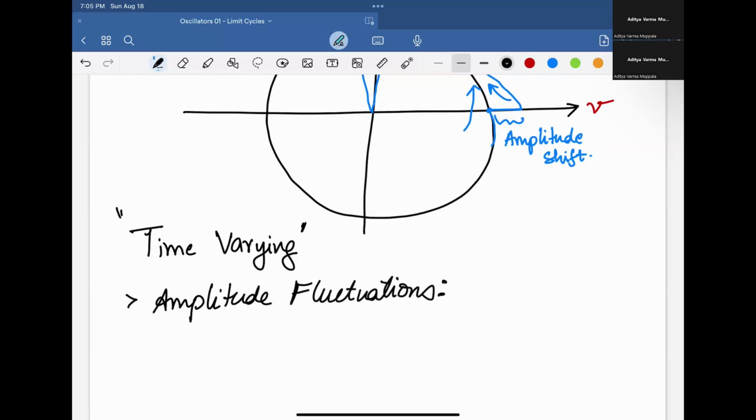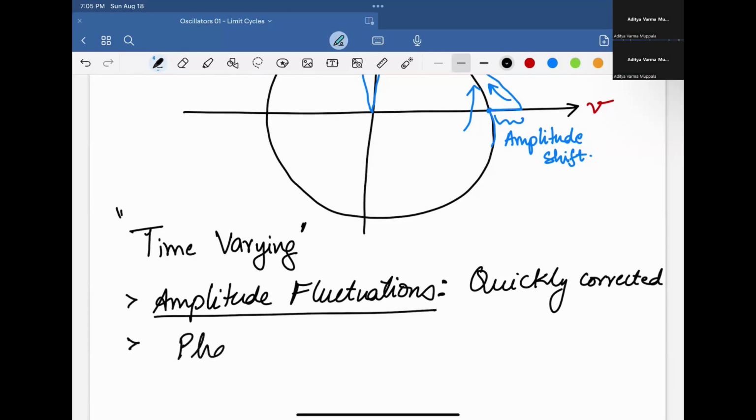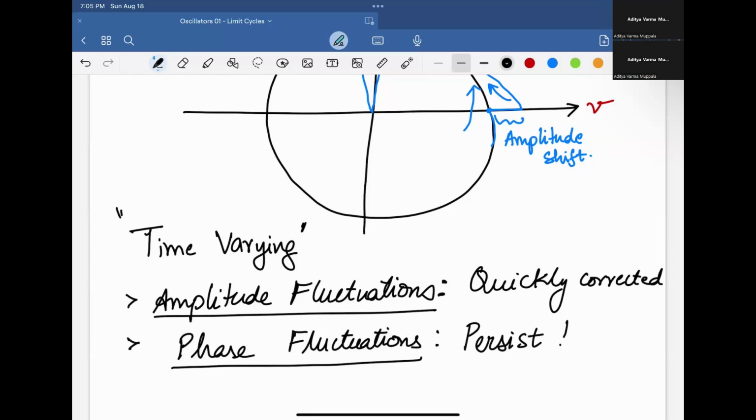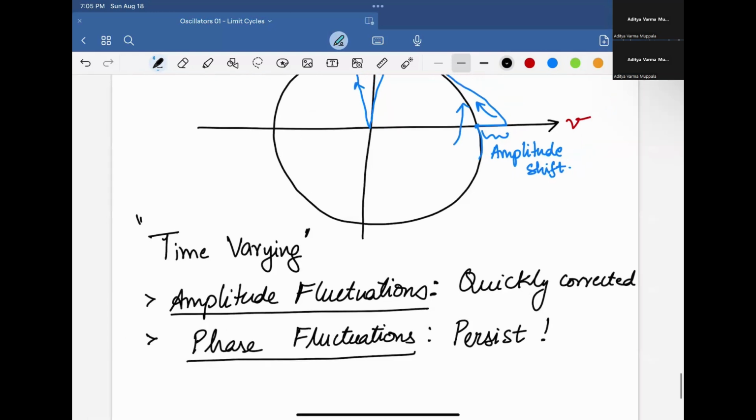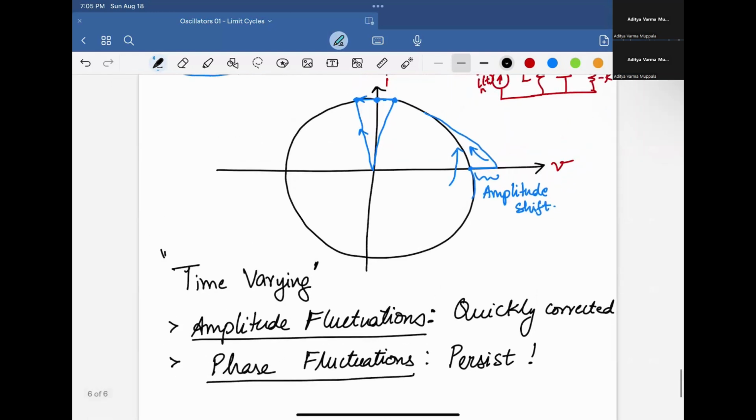So amplitude fluctuations are quickly corrected, so it's less sensitive. We'll make this more rigorous later, but phase fluctuations, they persist. And that is actually why free running oscillators cannot provide a good timing reference, right? Because it's very sensitive to phase fluctuations. They're not corrected for, they persist, whereas it can maintain a constant amplitude.